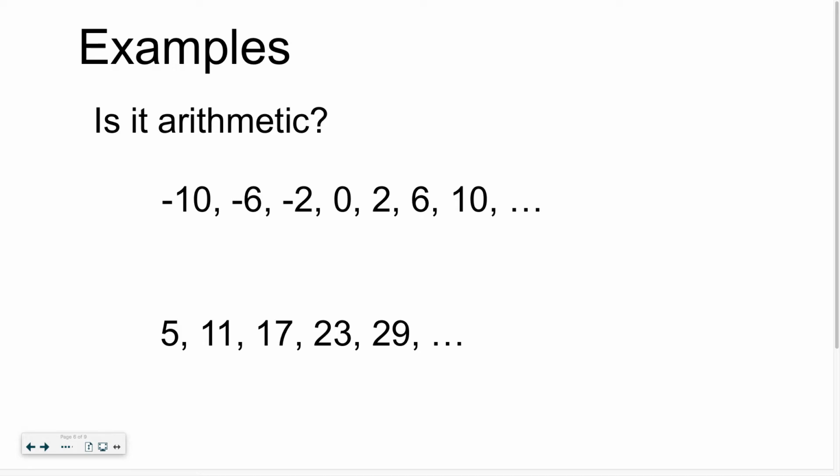Okay, you probably don't even have to write these down. I just want you to have a little conversation. Let's get out of our heads for a minute here with formulas. Are these two sequences arithmetic? Yes, no, argue with your group, why or why not. Go for it.